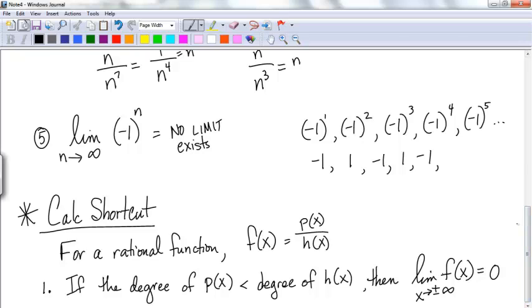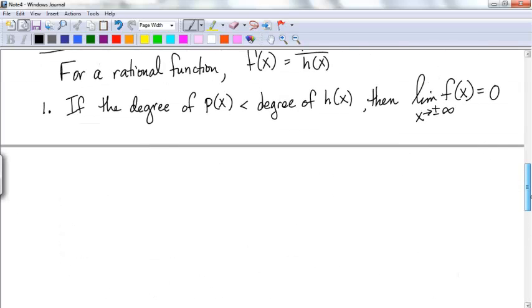Okay, so on this one, if the degree is less on top than the degree on the bottom, then the limit is 0. Okay? And you just do it by sight. Okay?